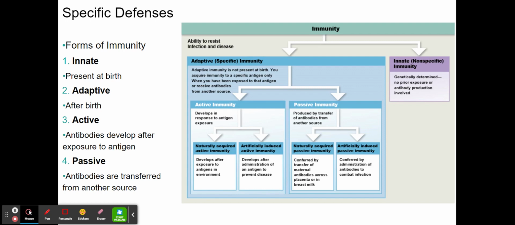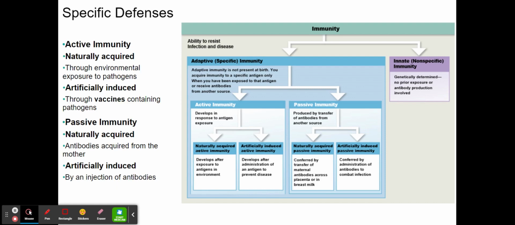Adaptive immunity is not present at birth. Instead, you develop immunity to a specific antigen only when you've been exposed to that antigen. Adaptive immunity can be active or passive, and these forms of immunity can be either naturally acquired or artificially induced. Active immunity develops after exposure to an antigen. It's a consequence of the immune response.